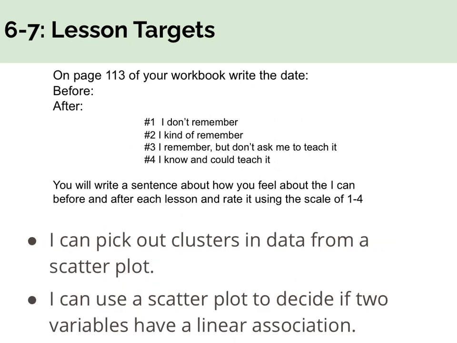Staying on that page, actually turn to page 113, and we're going to do 2 I can statements for lesson 7. I can pick out clusters in data from a scatter plot, and I can use a scatter plot to decide if two variables have a linear association. Again, go and write yourself a sentence, give yourself a number. So 1, I don't remember. 2, I kind of remember it. 3, I do remember it. And 4, I can teach it to my friend.